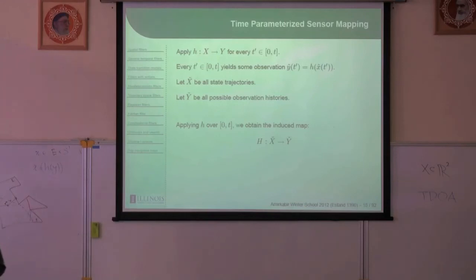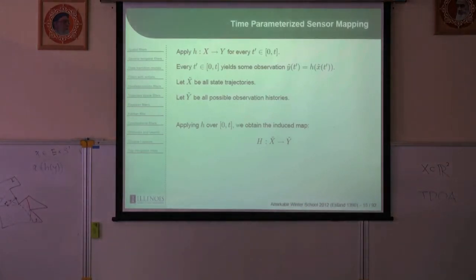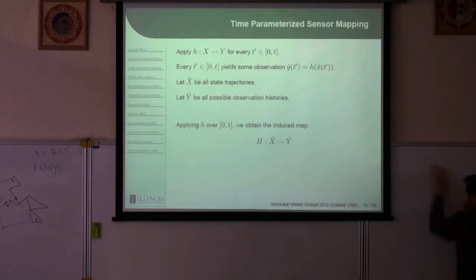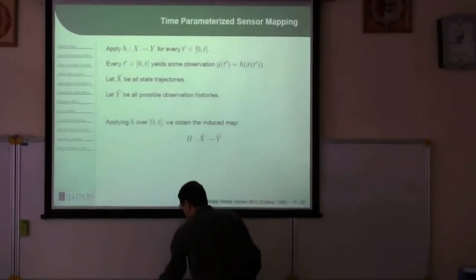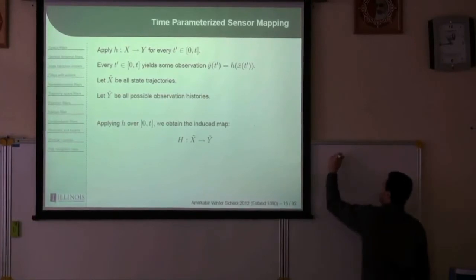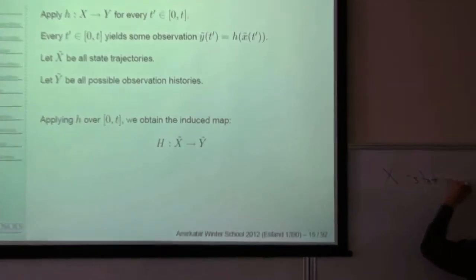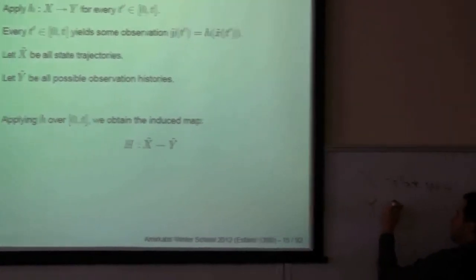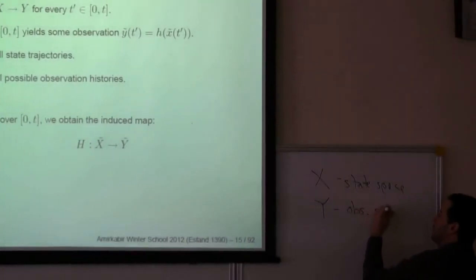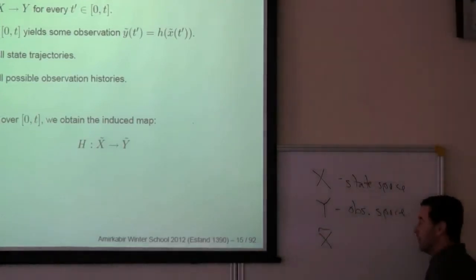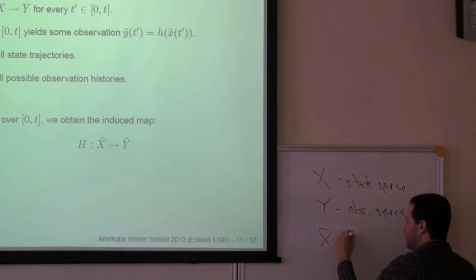Excuse me. Yes. Does X mean our set of sensors, and depending on that, our observations? Yeah, there's four spaces here, so let's see. Make sure we get these right. There's X, which is the state space. There's Y, which is the observation space. There's X tilde, which is the state trajectory space.